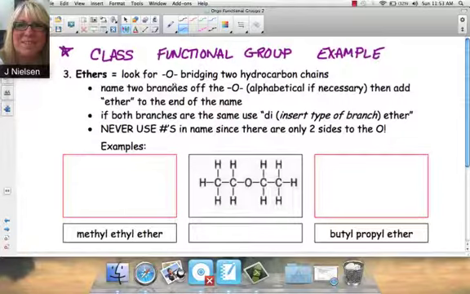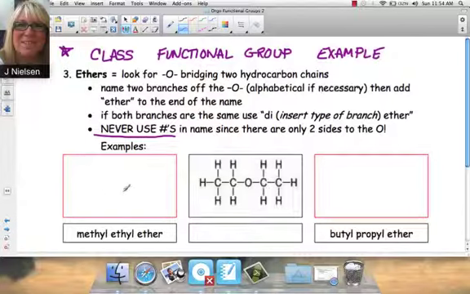Ethers, if you look under the functional group in Table R, is simply an oxygen that links two carbon chains together. You name the two branches on either side of the O, alphabetically if necessary, and then add ether to the end of the name. If both branches happen to be the same, like two methyl groups or two ethyl groups, then you just write dimethyl or diethyl and then add ether. We never use numbers when naming an ether because there's only two sides to the O.